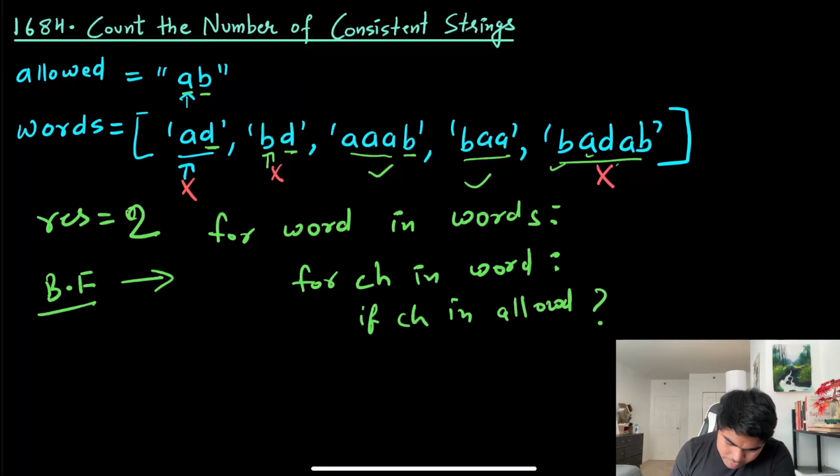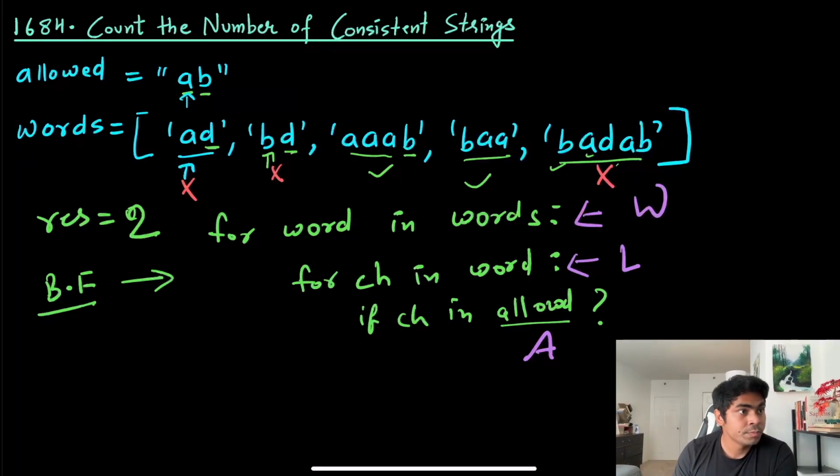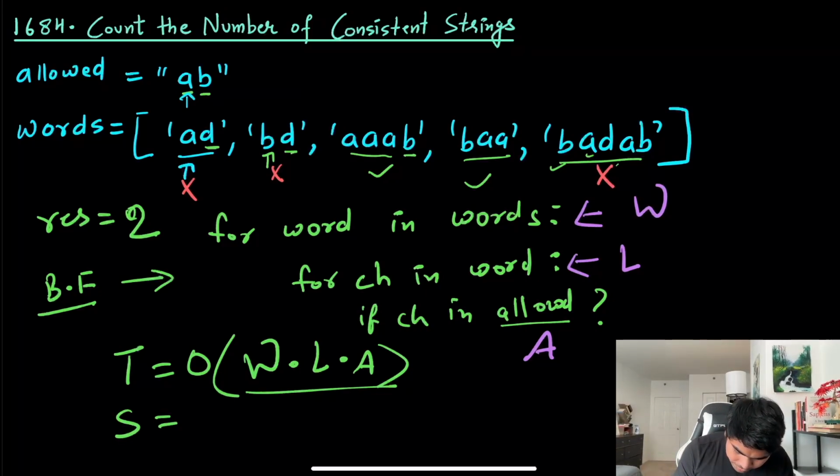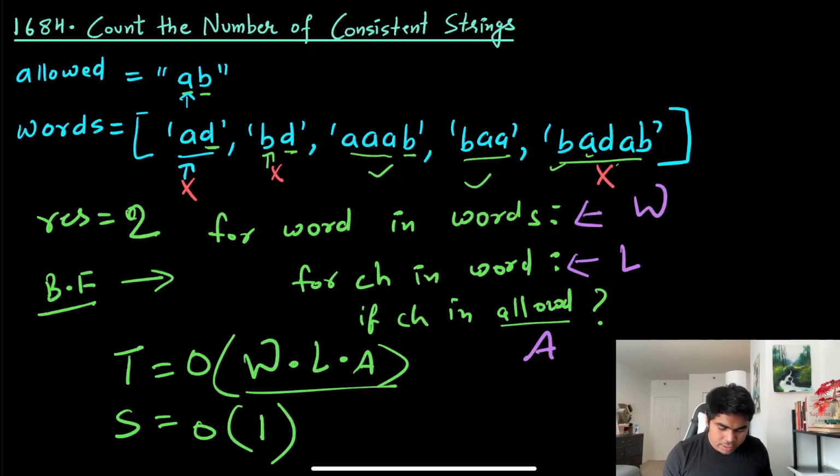If you are doing this approach, let's say the length of allowed is A, the longest word's length is L, and the number of words is W. In that case, the time complexity for our solution would be: for each word you are checking the length of each word, so W times L times A. Okay, so this is the time complexity, and for space complexity we have constant space. So this is the brute force approach.